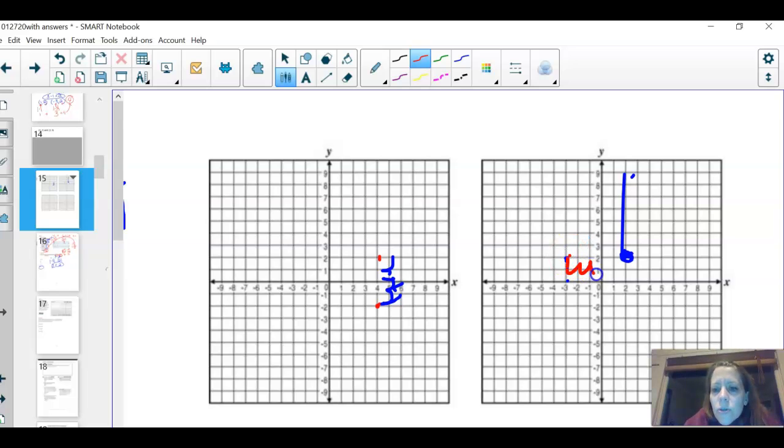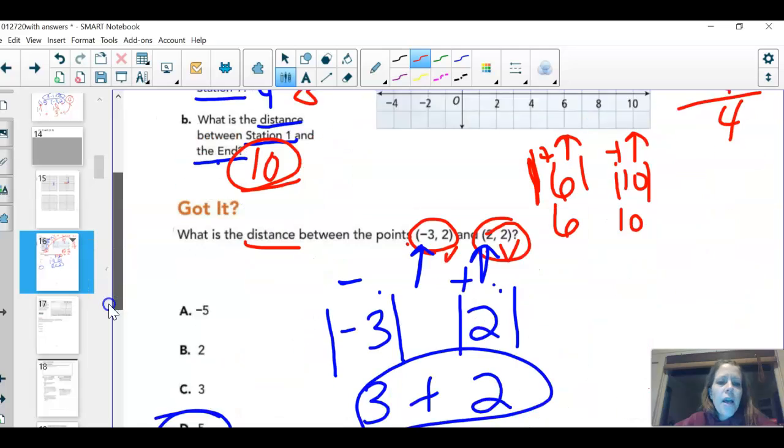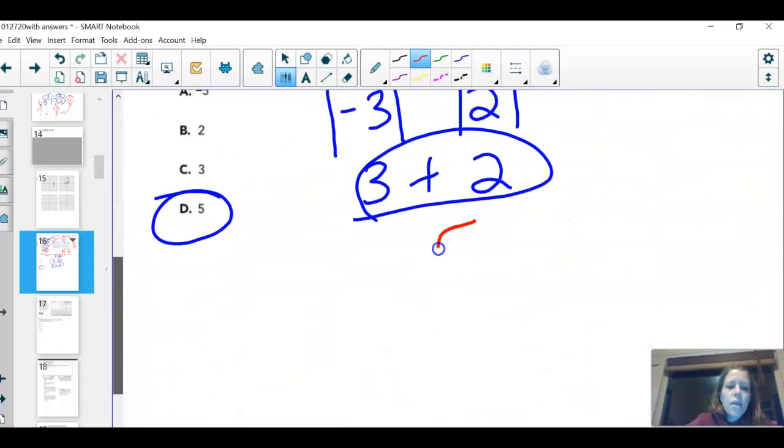1, 2, 3, 4, 5. Yo voy a soltar 1, 2, 3, 4, 5. 5 veces. So 5 times. So my answer is 5. Okay? What do you think? Did you get it right?